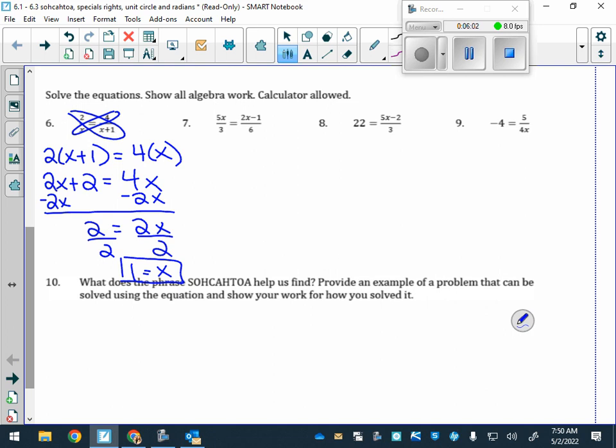So I'm going to give you about a minute or so, minute and a half, to go through 7, 8, and 9 if you haven't done so already. If you did, just double check your answers. 7, 8, and 9.